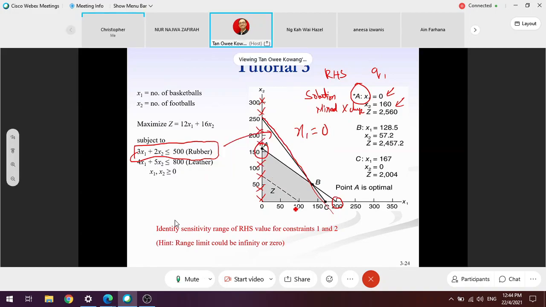I repeat that. If the optimum point dekat tengah-tengah, then ada 2 limit for sensitivity range. If the optimum point is on either paksi x1 or x2, then you only have 1 limit for the sensitivity range. Faham?